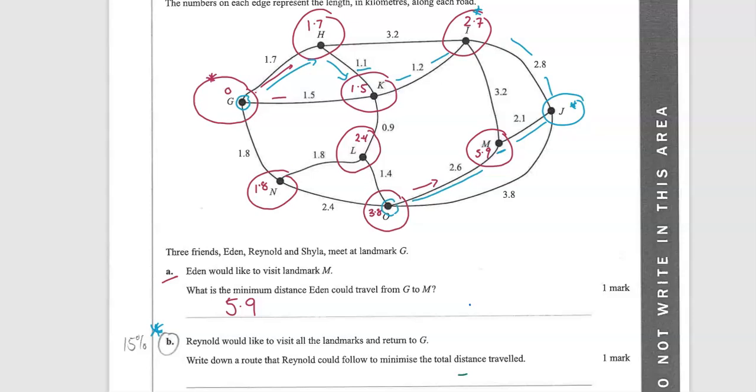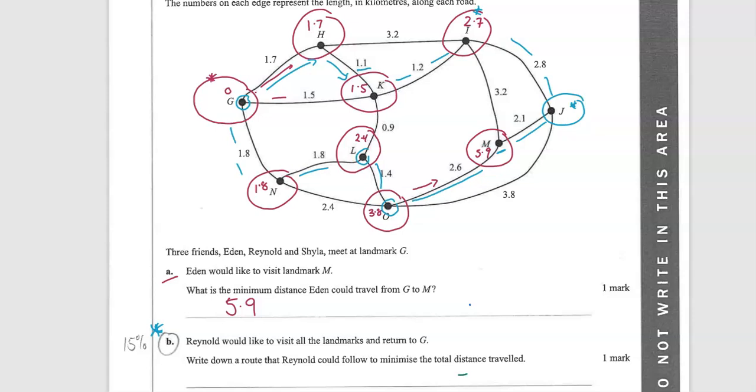Then I'm stuck on this path, so you get here to O, and now I can say, well, I've got to get to L and back to G. So I'll go out this way, 1.4, then I'll go to N, 1.8, and then home. So it's a little bit of trial and error.